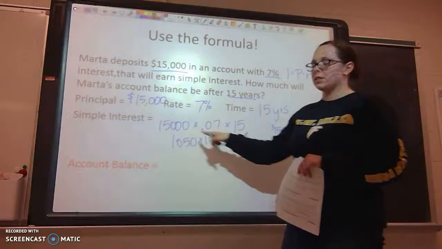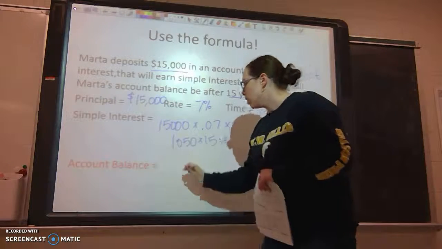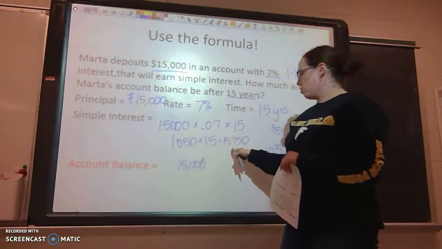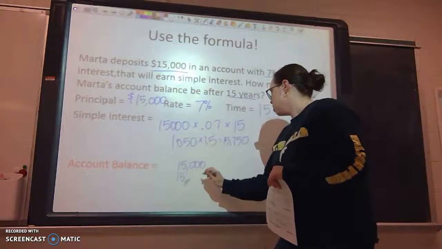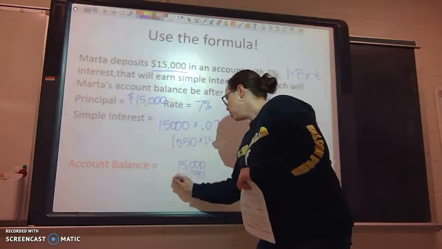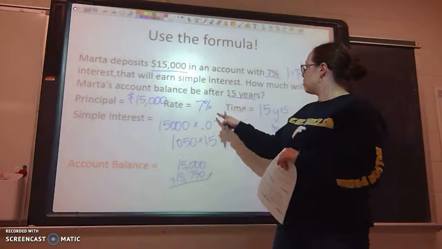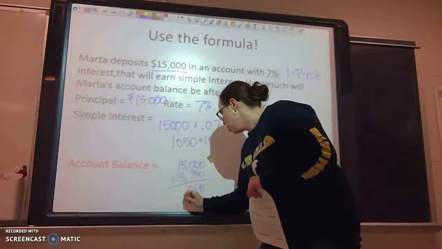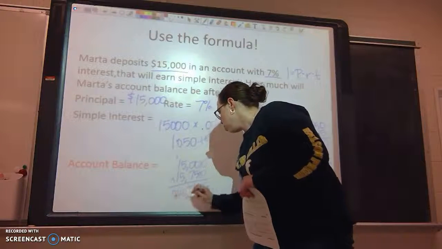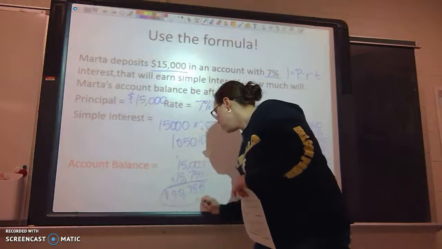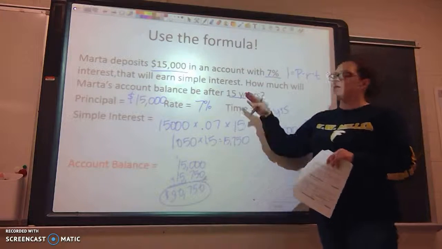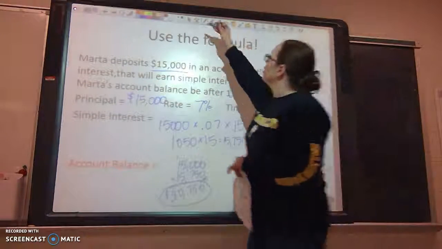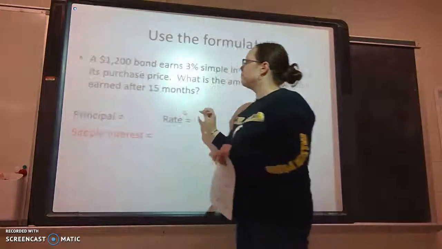But it's asking for our account balance. This is our interest. So to find the balance, we're going to take our original $15,000 and add the interest that we've earned. $15,750 in interest at a rate of 7% after 15 years. That's a really good investment. So at the end of 15 years with 7% interest, $15,000 can be turned into $30,750.